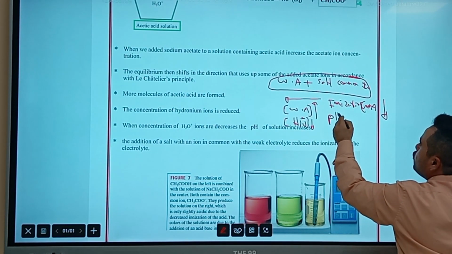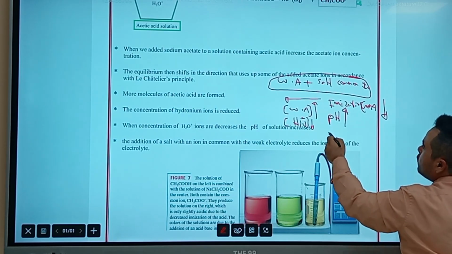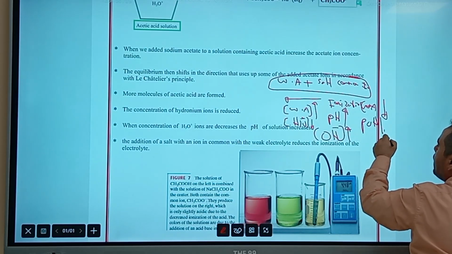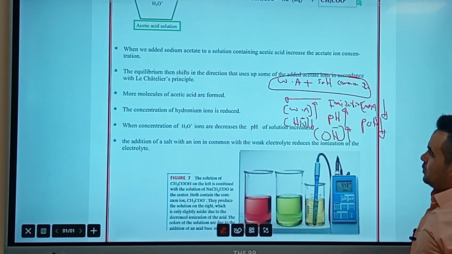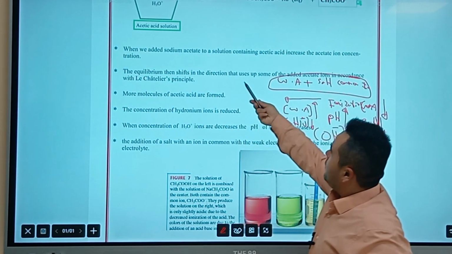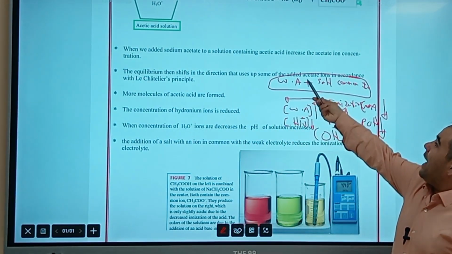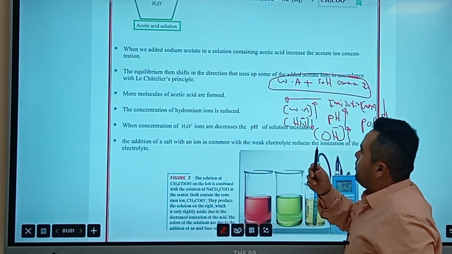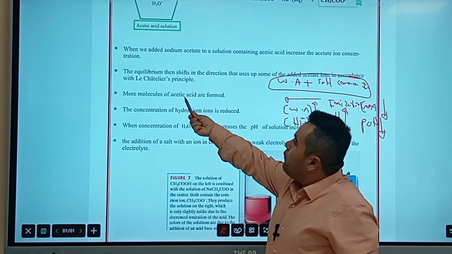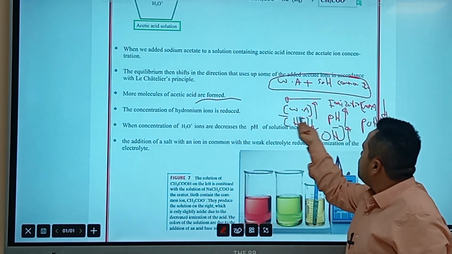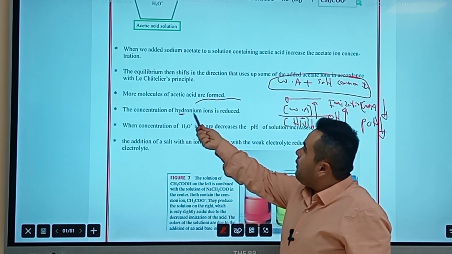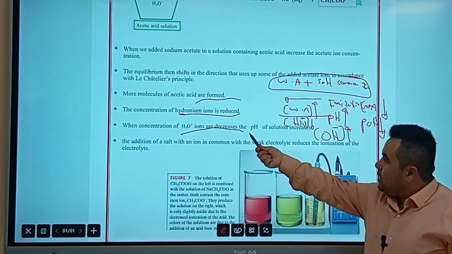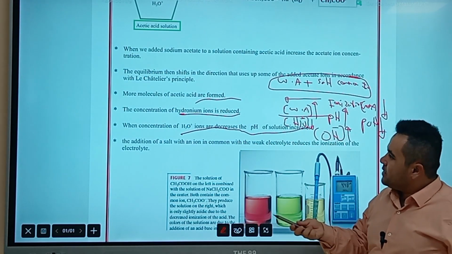Hydronium is reduced. What will happen to pH? pH increases. What will happen to the hydroxide? Hydroxide increases. What will happen to pOH? pOH decreases. So the equilibrium shifts in the direction that uses some of the added acetate ion, according to Le Chatelier's principle. More molecules of acetic acid are formed. This is the concentration of acetic acid. The concentration of hydronium reduces, and when the concentration of hydronium reduces, the pH of the solution increases.